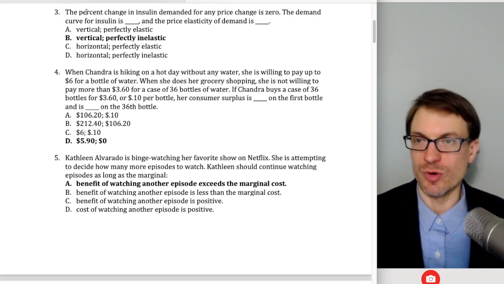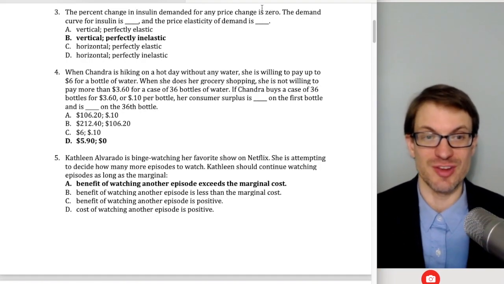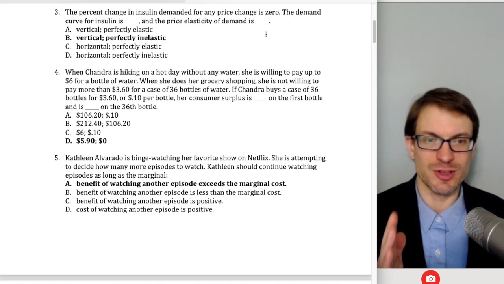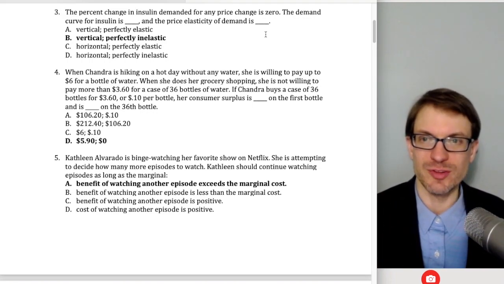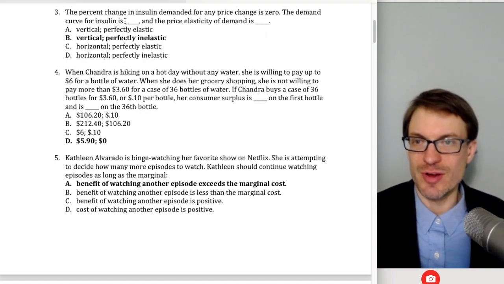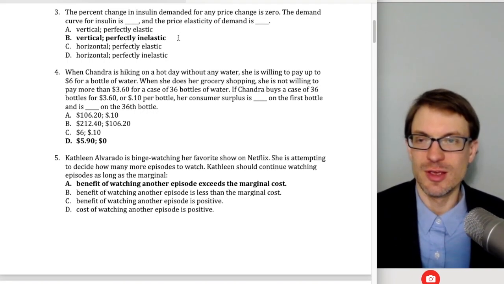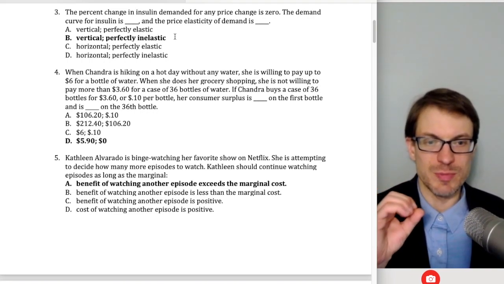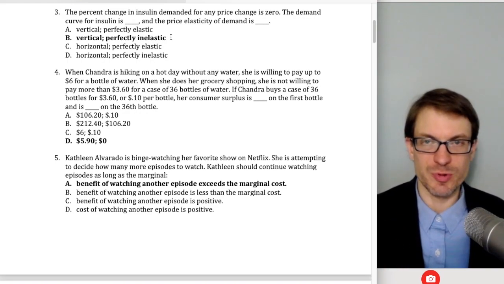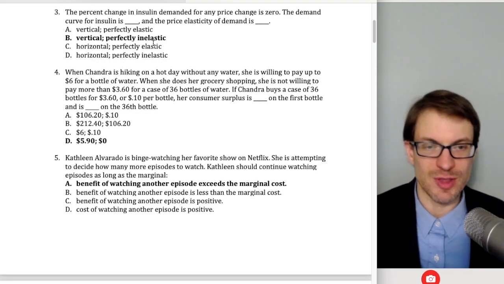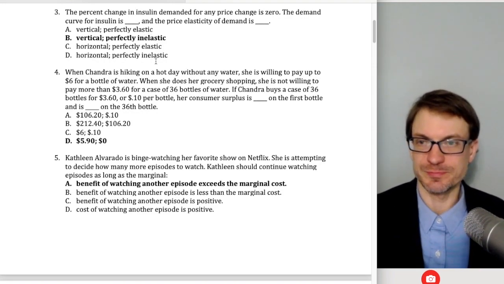What elasticity gives us is, if price changes by some proportion, does the quantity change by a greater or lesser proportion? Here we're told the percentage change in insulin demanded is 0. It doesn't matter what the price change is, there's no change in quantity. For that to happen, think of the graph. It's got to be a vertical spike at whatever the quantity is, so for any price you have the same quantity. So the demand curve for insulin is vertical, and the price elasticity of demand is perfectly inelastic. The percentage change in quantity would be 0 divided by the percentage change in price. 0 divided by anything is 0, and that's perfectly inelastic.